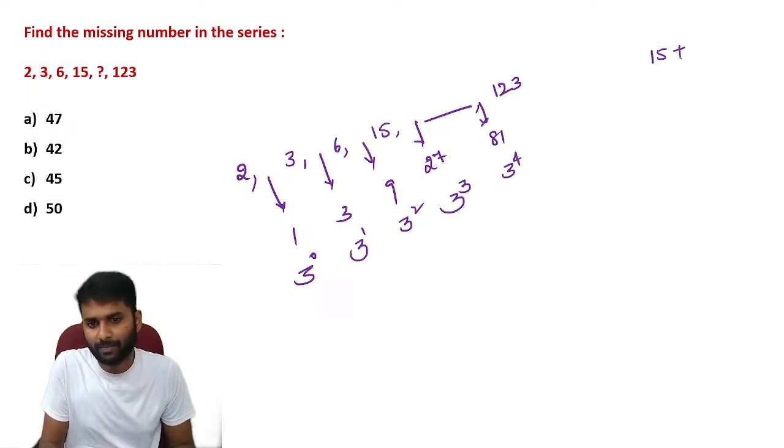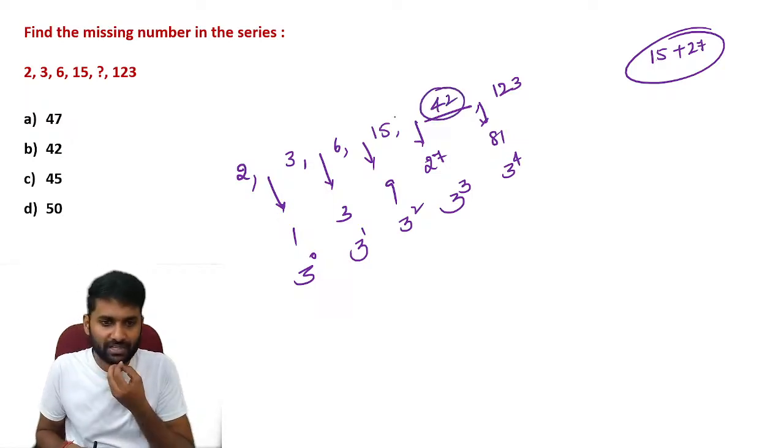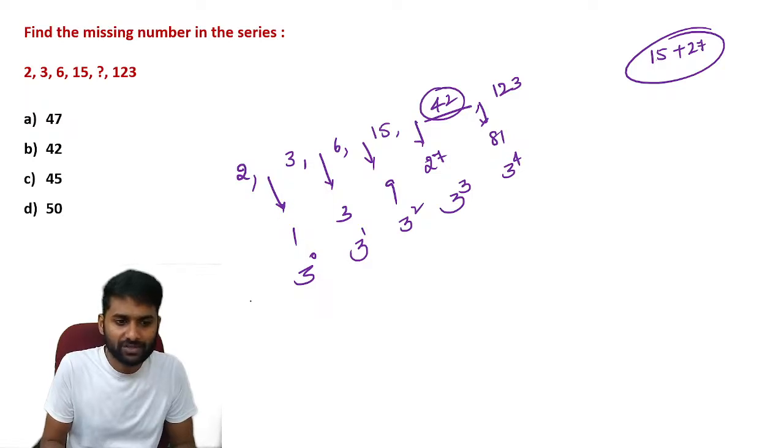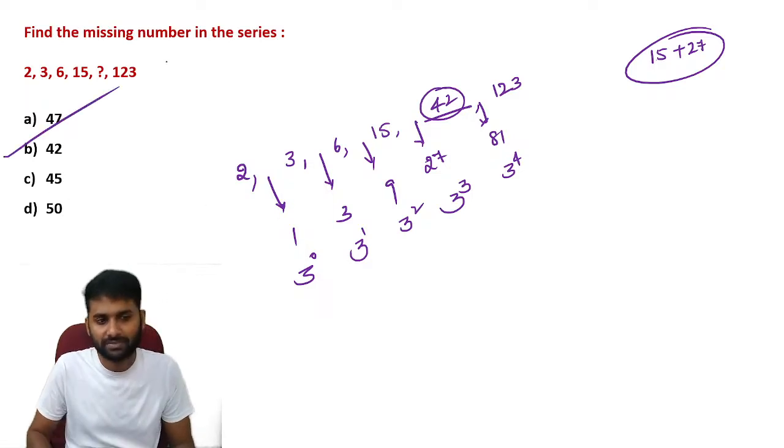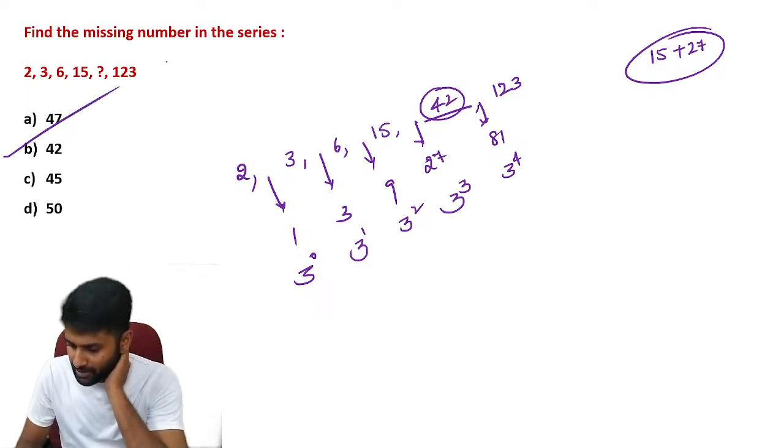Verify. 15 plus 27 is exactly equal to 42. And you know that 42 plus 81 is 123. Yes, this logic perfectly suits this question. That's why the missing number is 42. 42 is the missing number.